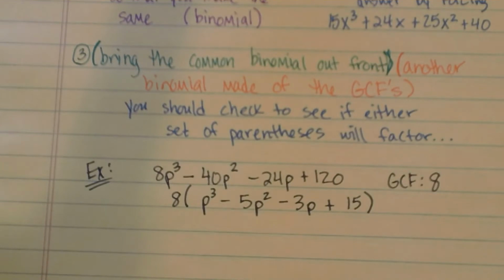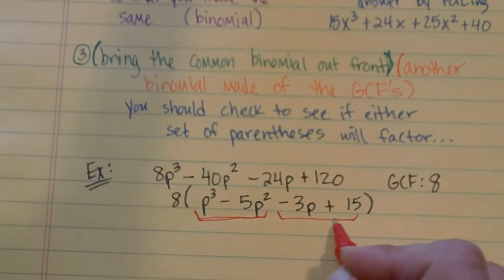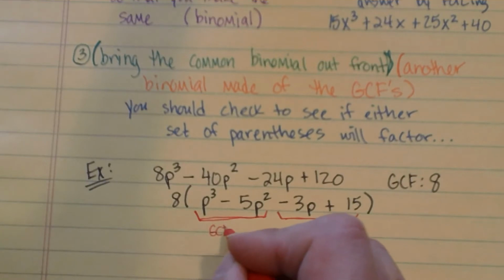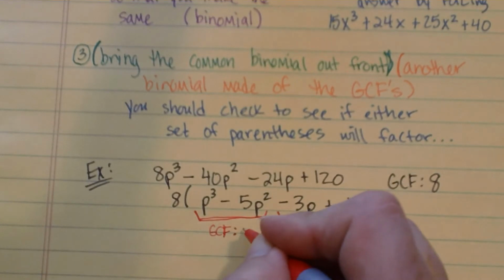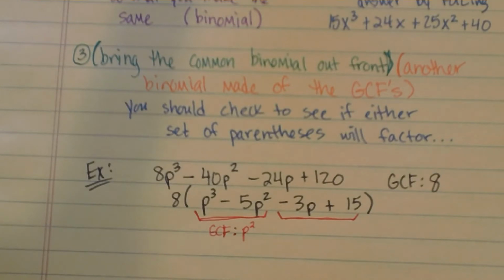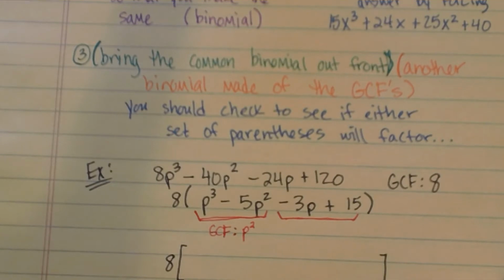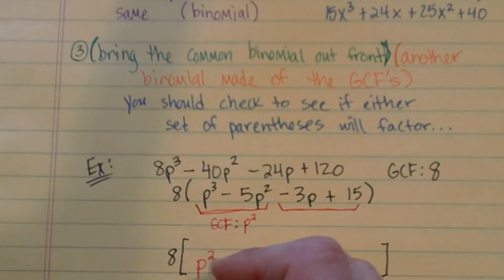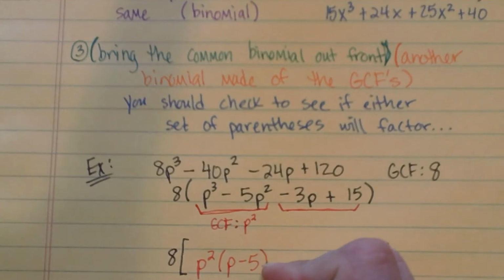And now we're ready to group. So again, we're going to start with splitting these into 2 groups. And we want to look for the greatest common factor just of that first pair. And it looks like it's going to be just p squared. So I'm going to keep my 8, and I'm going to put a square bracket around that so that I remember that it's times everything. So 8 times, and then I have p squared for my first group times p minus 5.